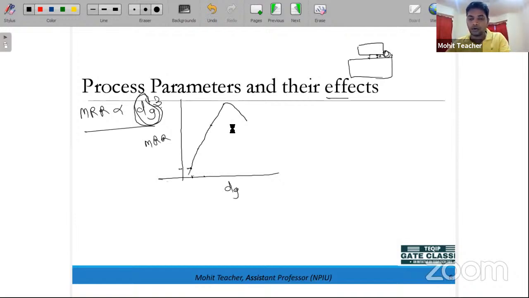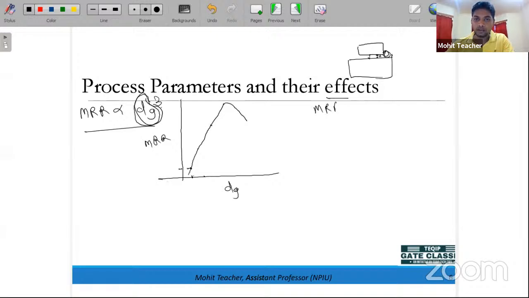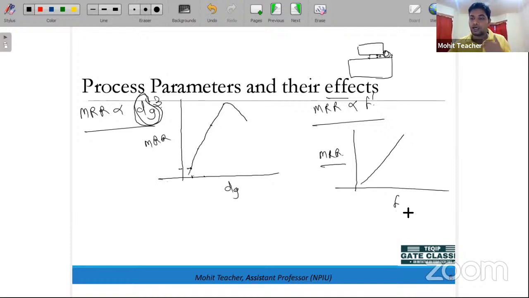Now if you see this formula, then DC is done. Now look at F, that is the frequency. How will it be affected? It is directly proportional. So MRR for the frequency is like a power of 1 only, so it will be a straight line. And here we cannot say this is F and this is material removal rate, and we cannot say that it will start decreasing after an optimum value.